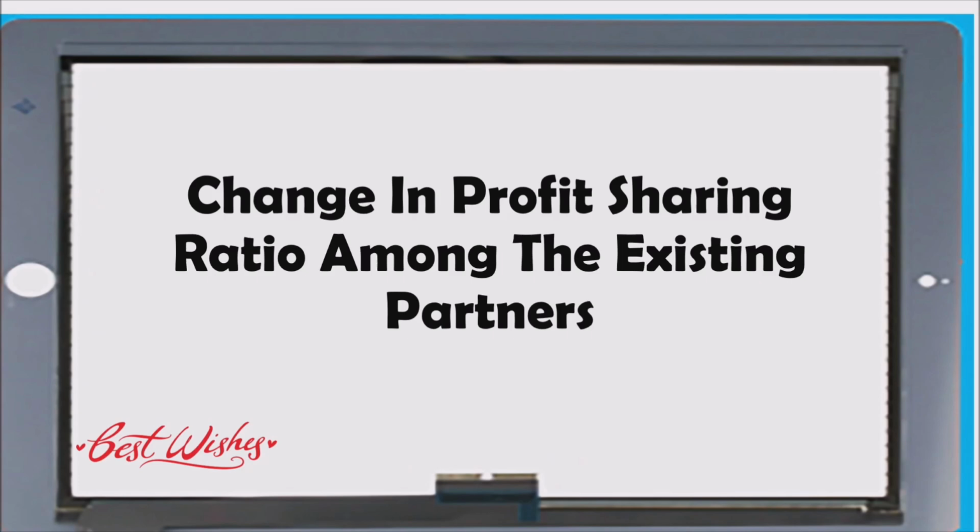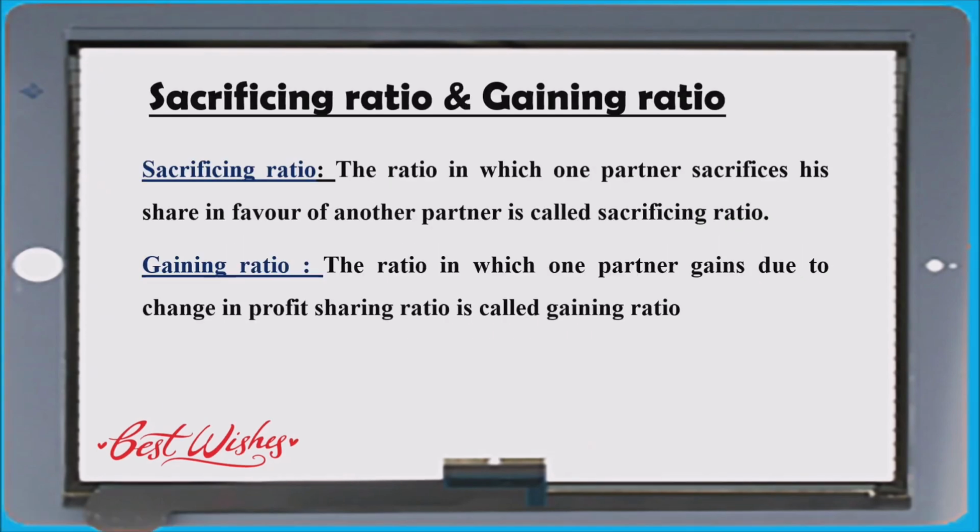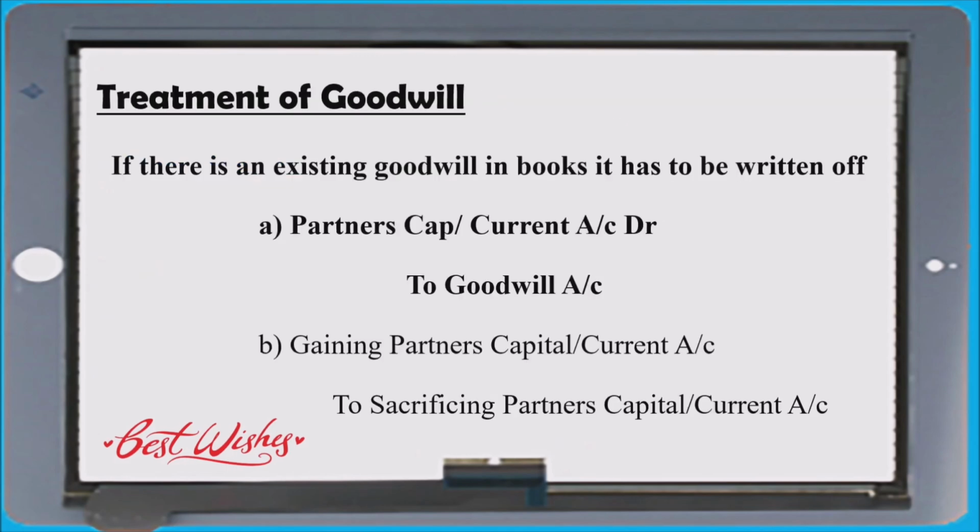Change in profit sharing ratio among the existing partners. You have to remember the calculation of sacrificing ratio and gaining ratio. The formula for sacrificing ratio is old ratio minus new ratio, and gaining ratio is new ratio minus old ratio. You have to remember that. And for treatment of goodwill, here also we have to find the sacrifice or gain, and based on that we write the entry. The common entry is gaining partners' capital to sacrificing partners' capital.